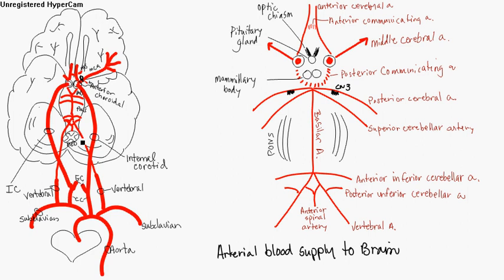Over here you've got Willis. Now Willis is here, and you've got the vertebral arteries that come up, and they basically come on to the basilar artery at the pons. You do have an inferior spinal artery that comes down off the vertebral artery, and you also have the posterior inferior cerebellar artery comes off the vertebral artery, and then the anterior inferior cerebral artery.